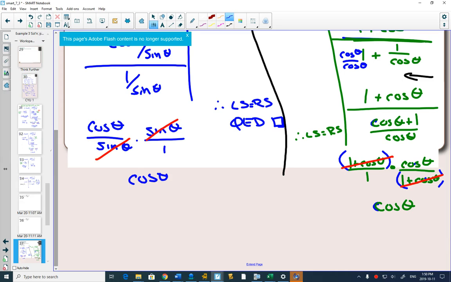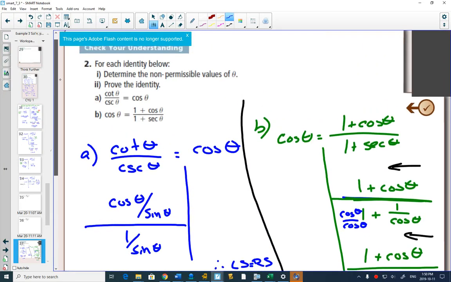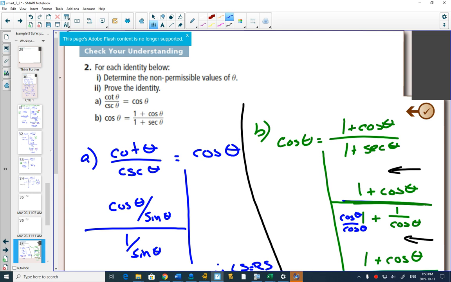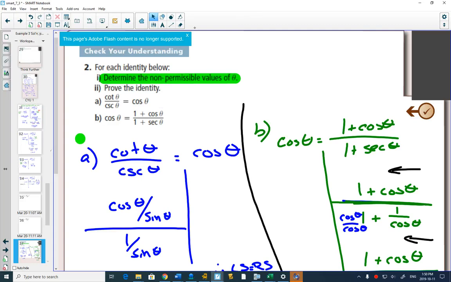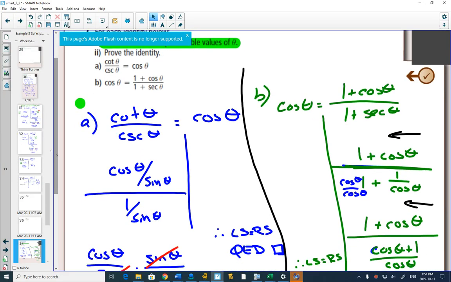So that's part 2, the proof part. Part 1 in this question said, determine the non-permissible values of theta. Non-permissible values of theta, we've had a little bit of this in chapter 6. This is what's not allowed. So far, what have we talked about not being allowed in mathematics? You can't take the square root of a negative. Do we have any square roots here? No. So that's not even going to be an issue. What other thing are you not allowed to do? You're not allowed to divide by 0. Are we ever dividing in these questions? Yes. We are dividing in a number of places.